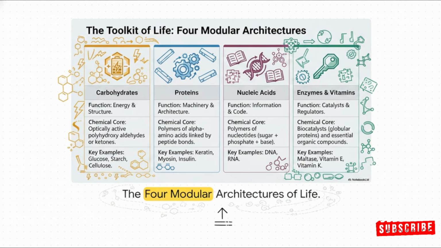I want you to burn this visual roadmap into your memory. Think of these as your 4 core tools. First, you've got carbohydrates for energy. These are your body's fuel cells, kind of like the bread in your lunch sandwich. Second, proteins, the physical machinery and architecture, like a slice of turkey. Third, nucleic acids, the biological software. And finally, enzymes and vitamins, the essential catalysts making digestion and growth possible. Everything we discussed today is going to fall into one of these 4 buckets.